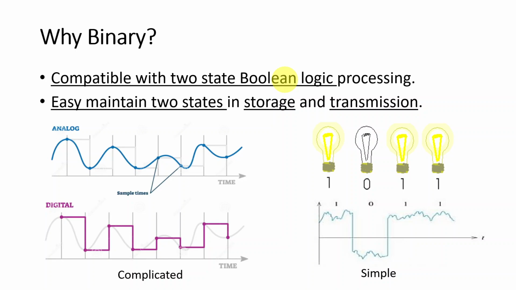The second reason is that maintaining two states in storage and transmission is much simpler than maintaining 10 states. If we go for denary, we have to maintain 10 different states. And nothing is perfect. The charging levels and the voltages tend to deteriorate. So earlier, if the level was 8, now if it has deteriorated, we never know whether it's 7 or 6 or still 8. So there is confusion when we have 10 different states. But when we have just two states, it is just on or off, present or not present, which is much simpler than working with 10 states or denary. Those are the two main reasons why computer engineers have settled on the binary system.